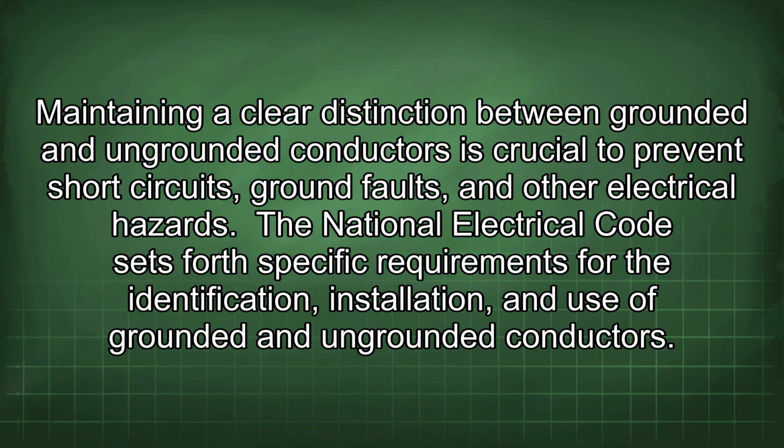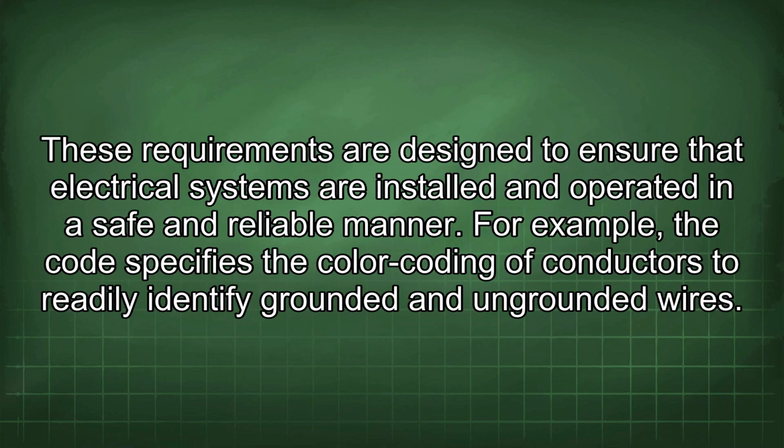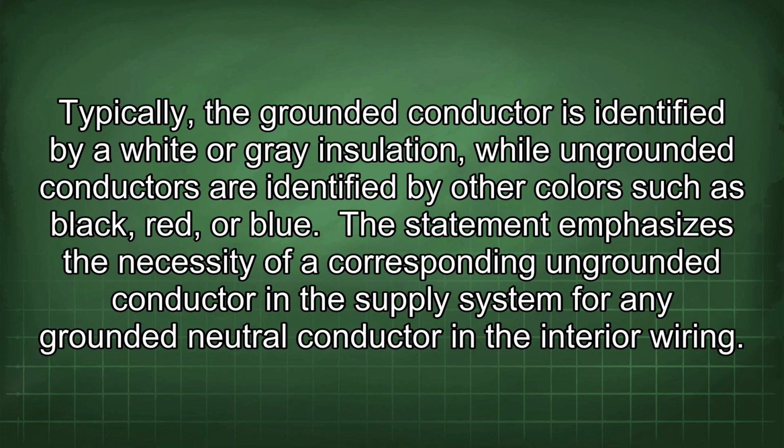The National Electrical Code sets forth specific requirements for the identification, installation, and use of grounded and ungrounded conductors. These requirements are designed to ensure that electrical systems are installed and operated in a safe and reliable manner. For example, the code specifies the color coding of conductors to readily identify grounded and ungrounded wires. Typically, the grounded conductor is identified by a white or gray insulation, while ungrounded conductors are identified by other colors such as black, red, or blue.